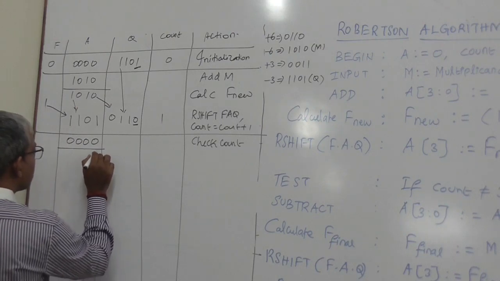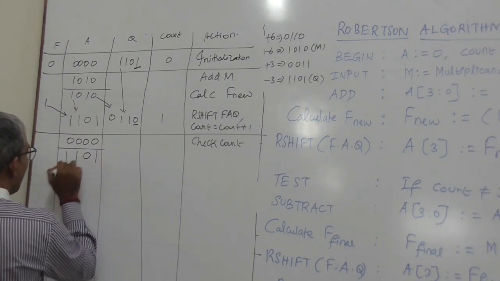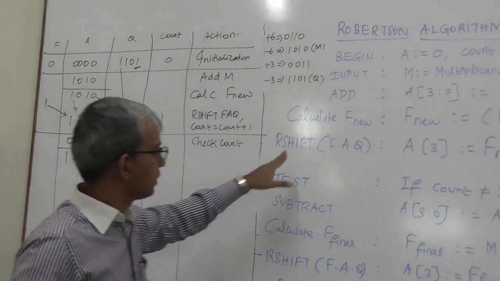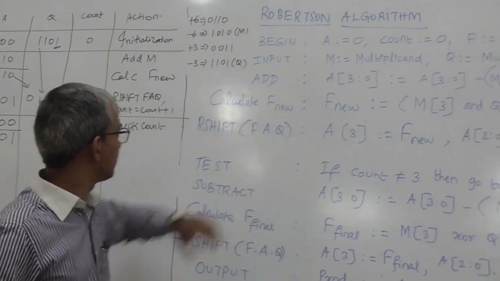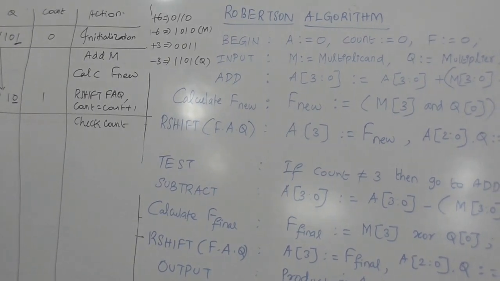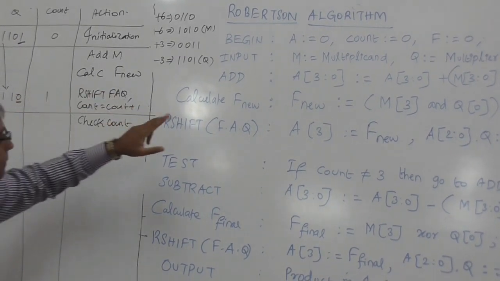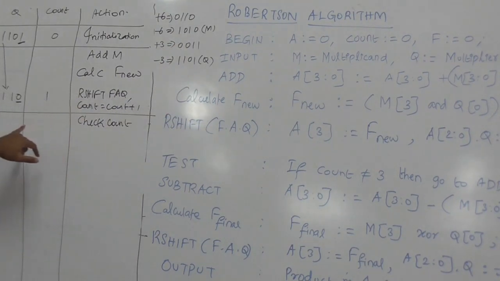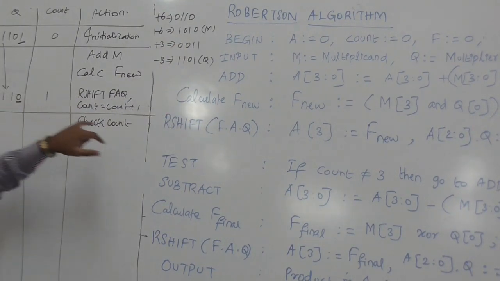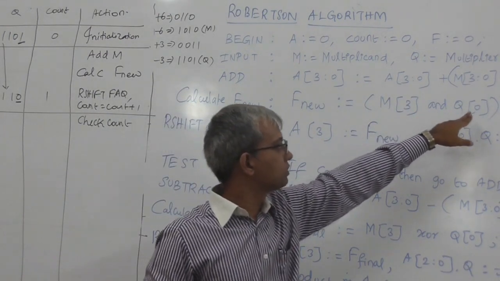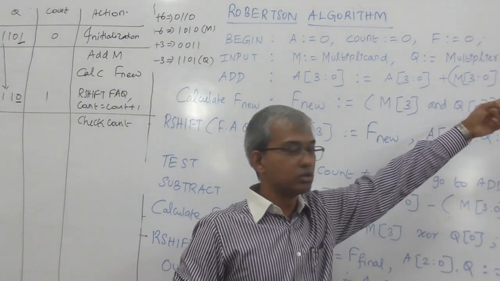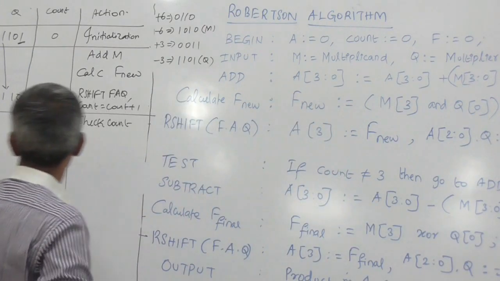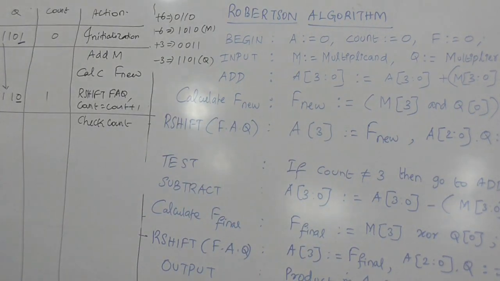Again, it is 2's complement arithmetic. So 1, 0, 1, 1. Right? What is the next step? I have to go for shifting. Before that, I have to calculate the new value of F, right? How to calculate the new value of F? So the new value of F here is sign bit of M AND with the LSB of your multiplier, which is 0. So sign bit of M is 1, AND with 0, it is 0, OR with F old, which is already 1. So since we have this OR operation, once the F becomes 1, it will be 1 till the end, right? So here the new value of F is 1.